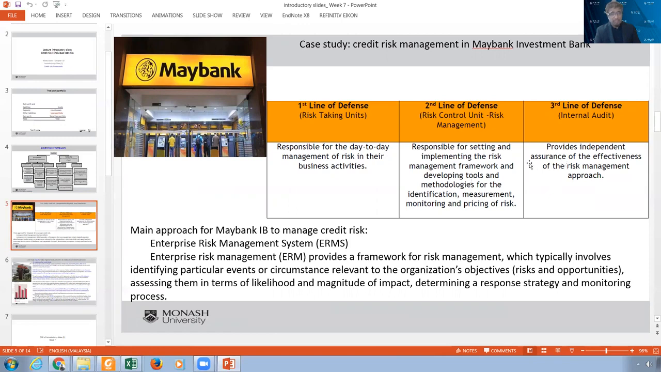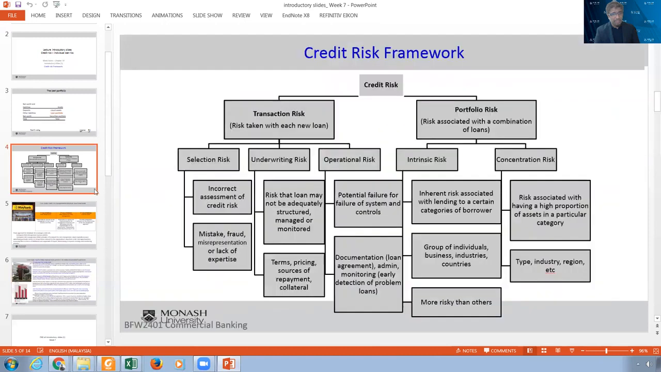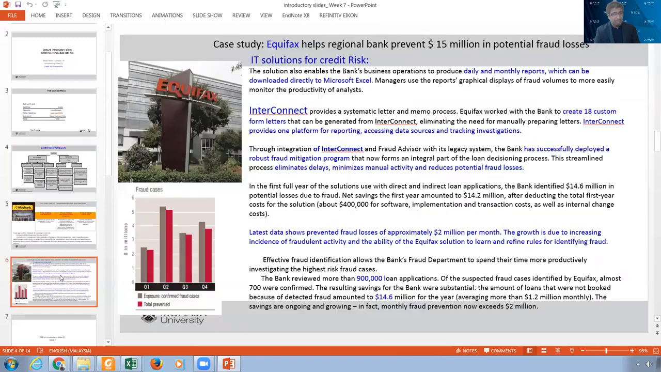And the third one is you have to audit and see whether the policies have actually been applied correctly. So you have to have this periodical audit. This is just, for example, something from the industry. When we talk here about operational risk, you can also have IT solutions. This is Equifax. Equifax is a company in the US that actually provides IT solutions.